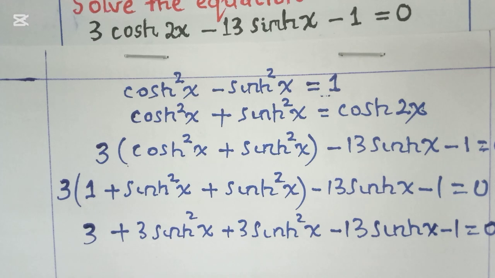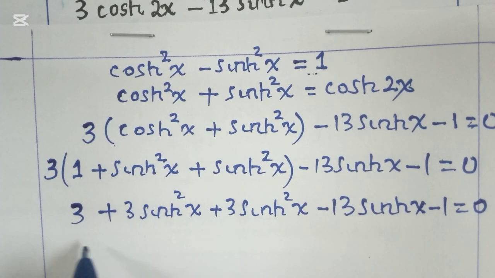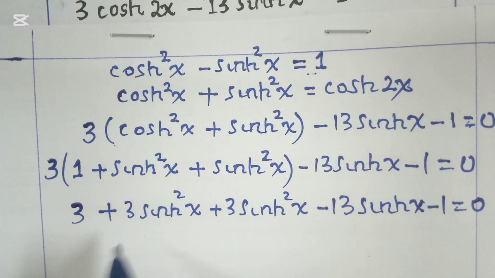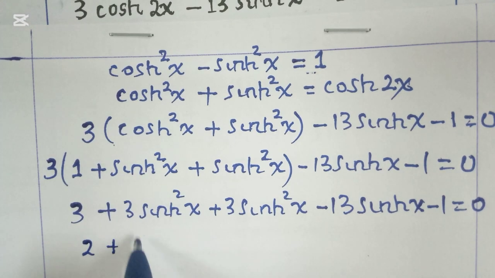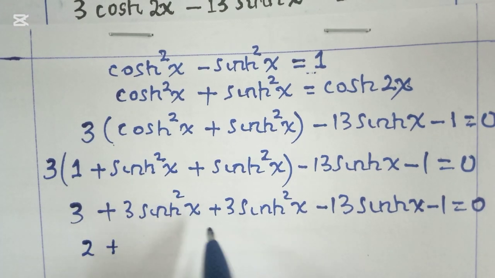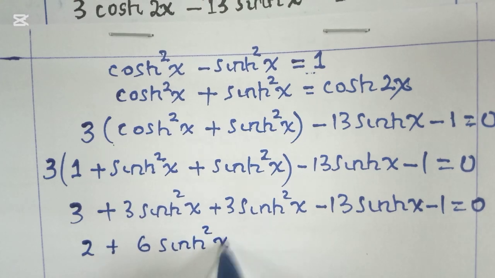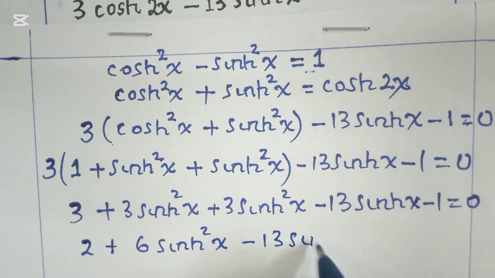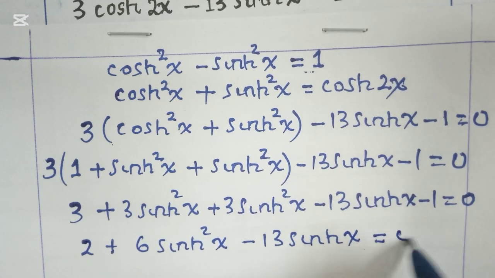So this one now will give us 3 minus 1, which gives us now 2. So we shall have 2 plus 3 sinh squared x plus 3 sinh squared x. We will get 6 sinh squared x minus 13 sinh x. This is equal now to 0.